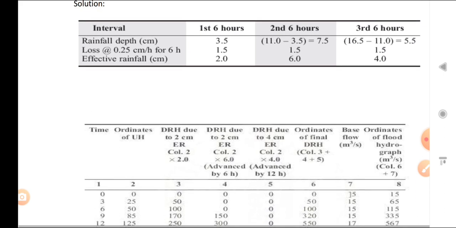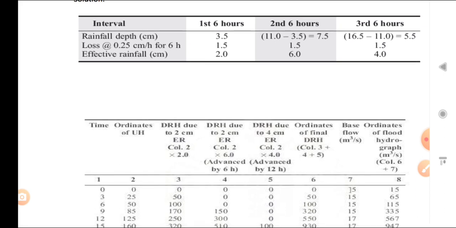Okay. And now see, the third rainfall is starting from 12 to 18, the third 6 hours. And what is the effective rainfall? That is 4. So first of all, we have to find the ordinate of DRH due to 4 centimeter effective rainfall. How will we find it? Simply we have to multiply the ordinate of unit hydrograph by 4, and it will start from where? That rainfall is occurring in 12 to 18. So that's why we have to lag it by 12 hours.